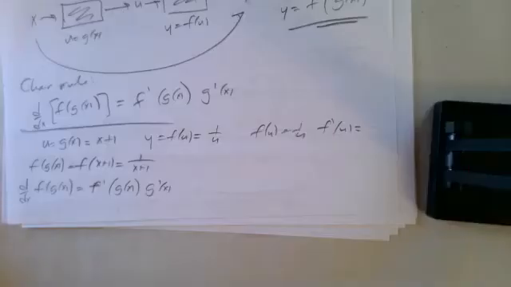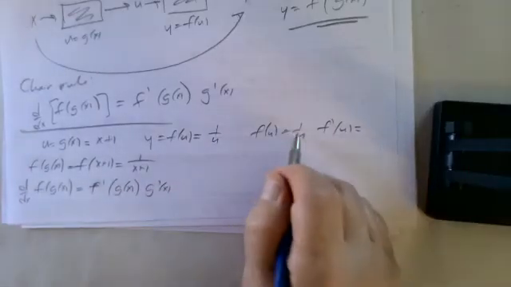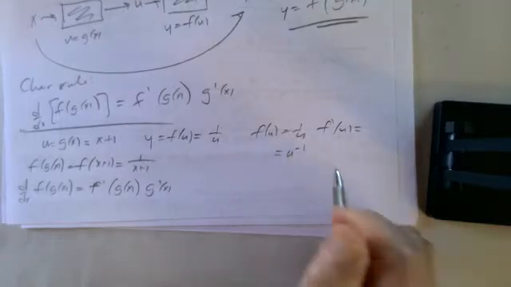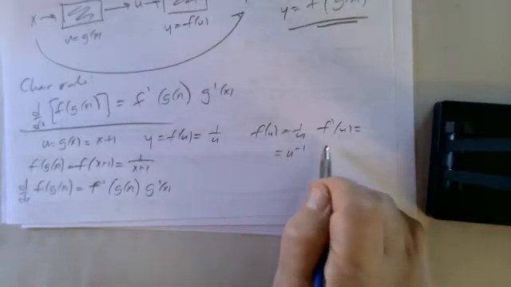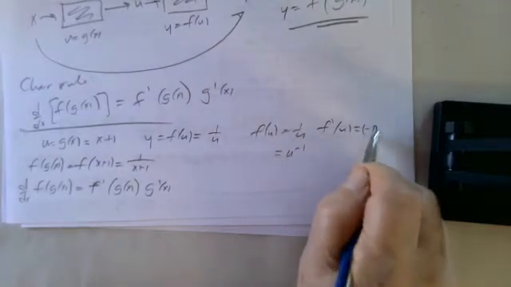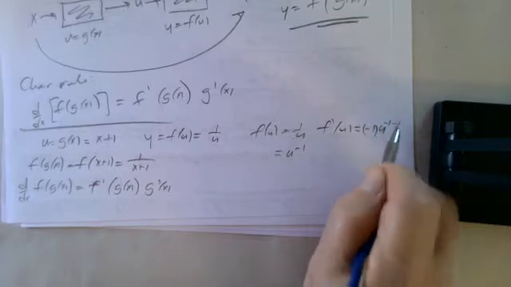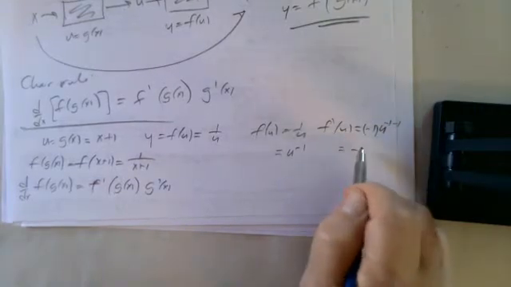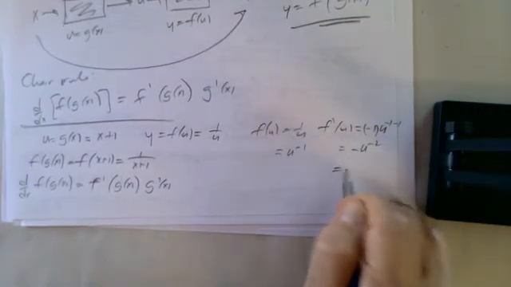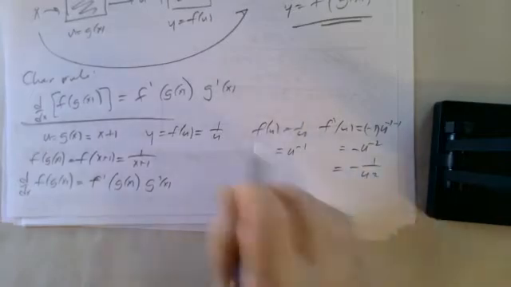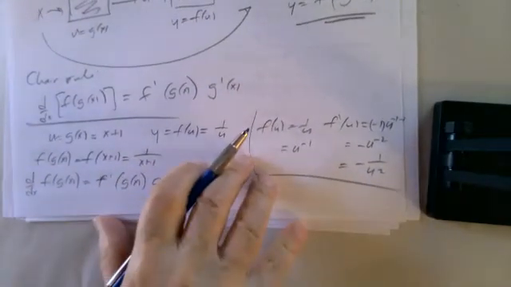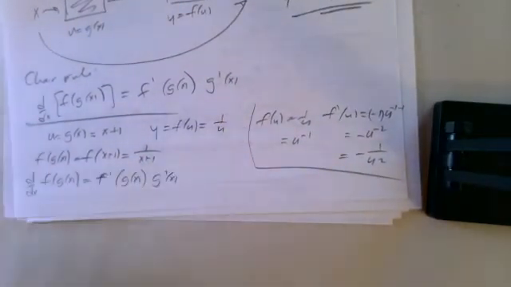3 over 2, negative 3 over 2. Well, so 1 over u is like u to the minus 1. So f prime of u is minus 1 u to the minus 1 minus 1, just the power rule. So that's minus u to the minus 2, or minus 1 over u squared. Okay. That's what f prime of u is.